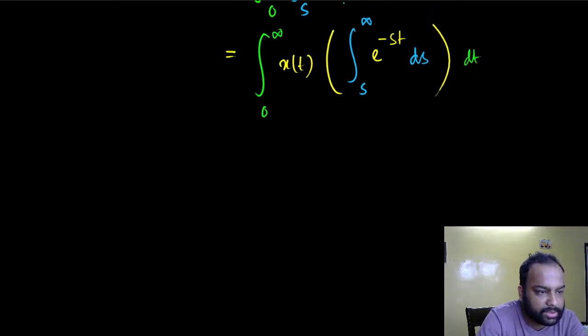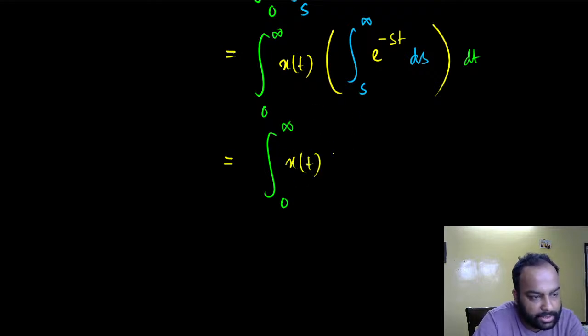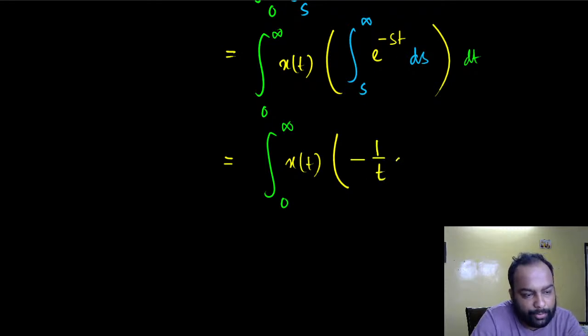All right, so let's now do the integration here. So 0 to infinity on x(t). And what about this integration? Of course, we are integrating with respect to s, so t will be treated as a constant. And again, this will be 1 by t, and the result would be e to the power minus st. It's a very simple integration, right?